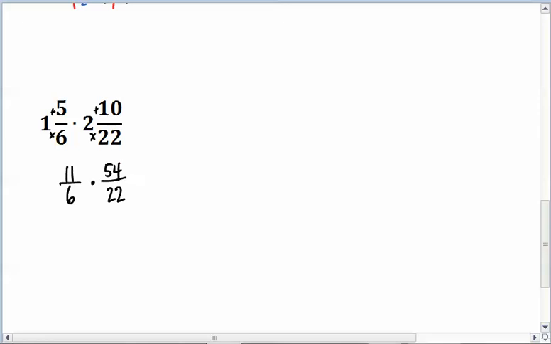Okay, I'm going to continue to try to reduce. 11 goes into that once. 11 goes into that 2 times. 6 goes in there once. 6 goes in there 7 times. So let's go ahead and get our answer. Multiplying straight across, I get 7. Straight across, I get 2. If I want to make it a mixed number, I ask how many 2's will go into 7? 3. And then I have 1/2 left over.